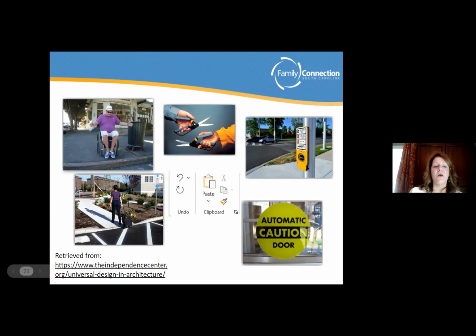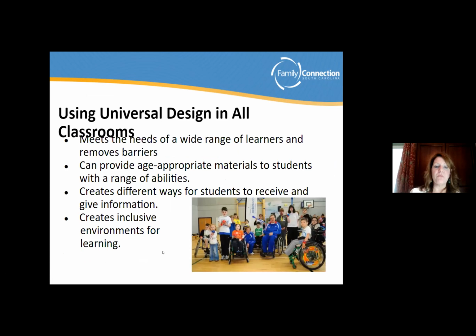Here are some examples of ways the environment can be set up for success based on individualized disabilities. So it's important that all classrooms consider universal design for learning so that learners' wide range of needs can be accommodated, that age-appropriate materials are being provided for a range of abilities in the classroom, and there are different ways for students to receive and give information. They also can create inclusive environments for learning. It's really the basis in a lot of ways.